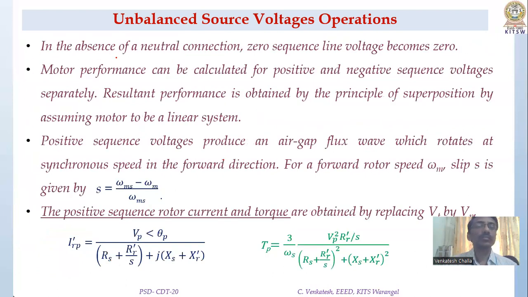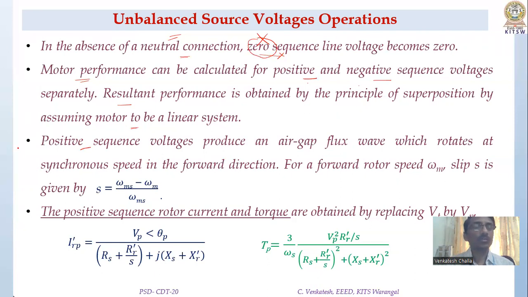In the unbalanced system, if the neutral connection is not there, zero sequence current does not exist. Zero sequence currents would be in the neutral wire, and if this neutral connection is not there, the zero sequence components will not be present. So motor performance can be calculated based on the positive sequence and negative sequence voltages. The resultant performance is obtained by the principle of superposition, assuming there are no nonlinear elements in the motor, so we can combine the effects of the positive and negative sequence components and find the resultant performance. That's what we will derive as an effective torque equation.